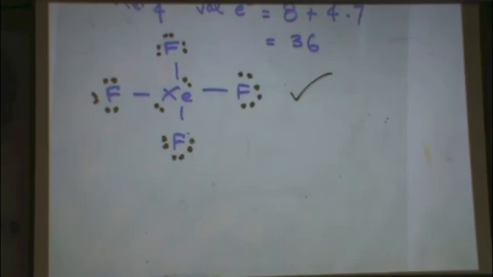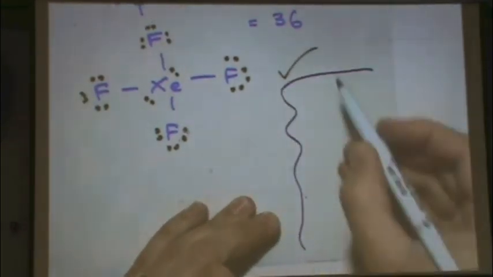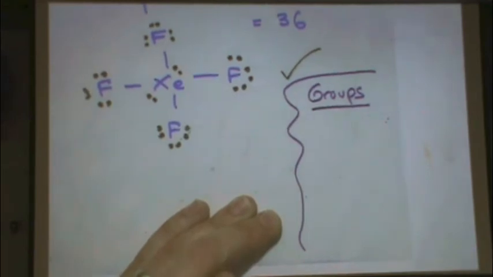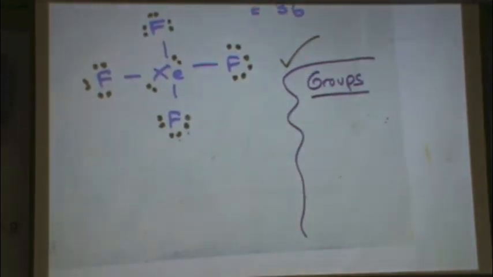And I'm going to make a little note on scratch here. What you need to do to be able to count shapes is to count groups around the center atom. What counts as a group? Because you need to know how many electron groups there are.